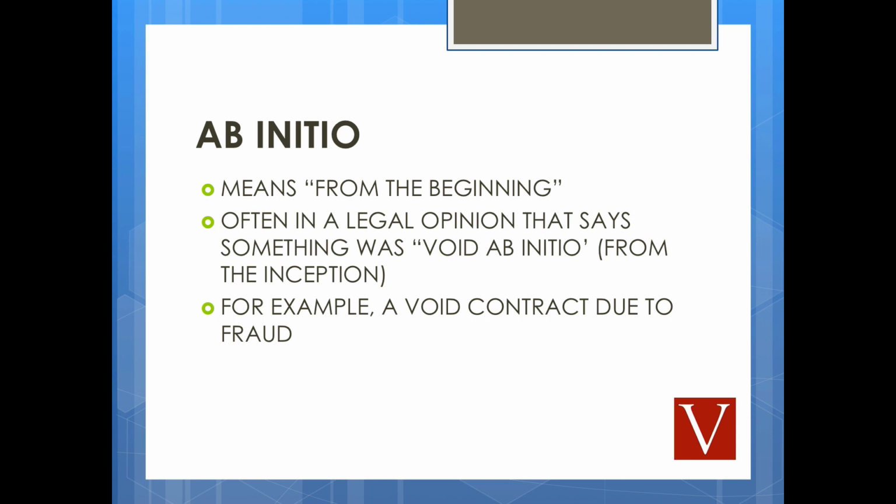All right, so number one, ab initio. Ab initio, what does that mean? Means from the beginning. It's often something you'll see in a legal opinion that says something was void ab initio, void. And that really means from the inception. So, for example, you might have a void contract due to fraud. So you may see a legal opinion that says this is void ab initio. Okay, that's a nice one to know.